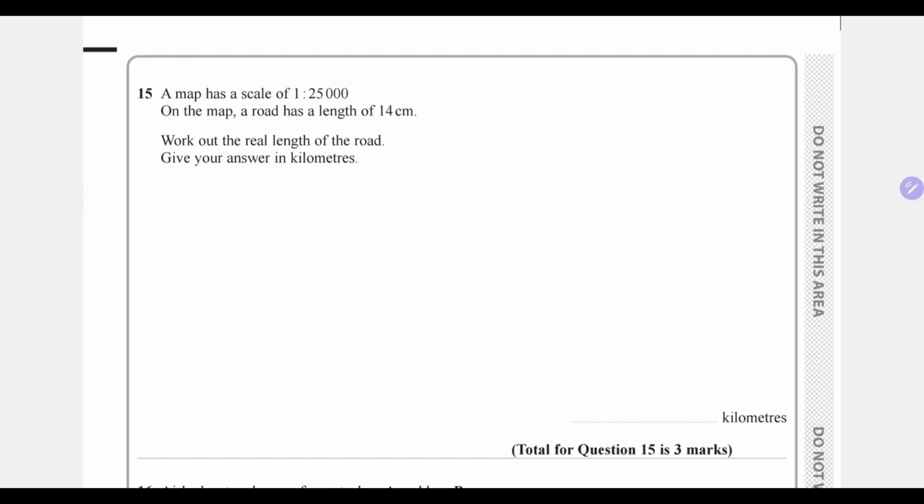Question 15 says, a map has a scale of 1 to 25,000. On the map, a road has a length of 14 centimeters. Work out the real length of the road. Give your answer in kilometers.